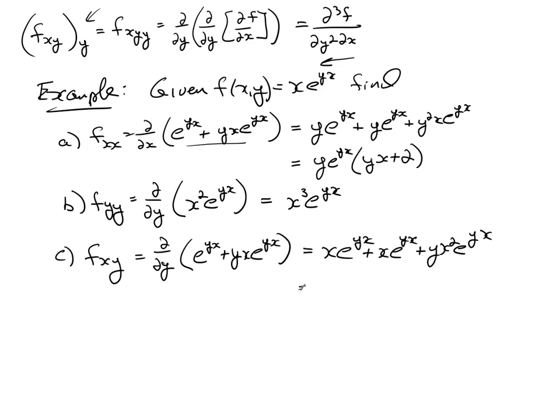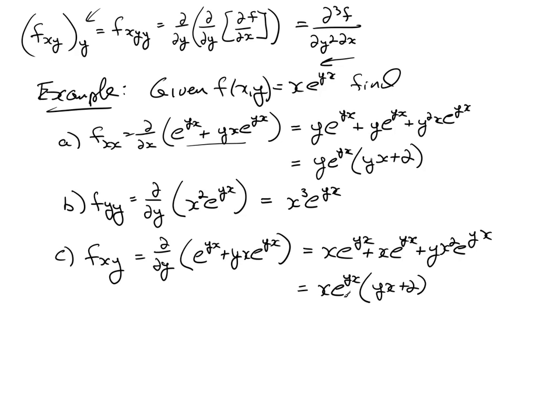Which, do I want to pull that out? Yeah. Let's pull out an x e to the yx. If I pull out that, I'll get x e to the yx times, well, there's 2 of them there, and I pulled out 1 x, so how about yx plus 2?